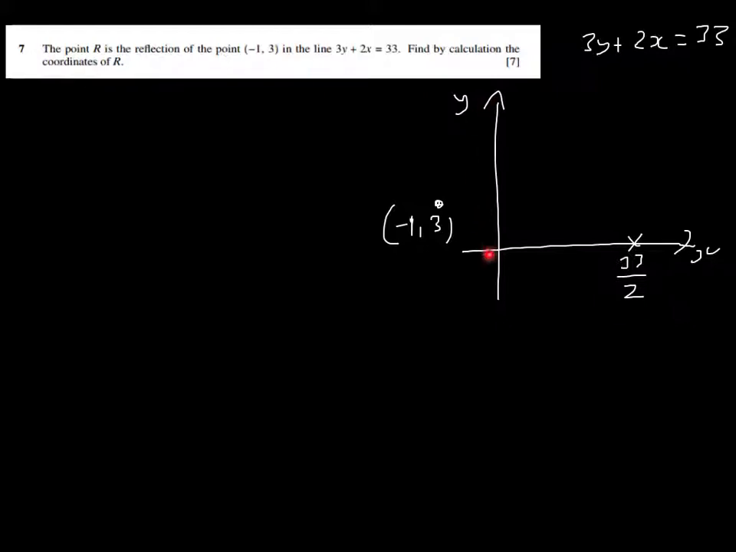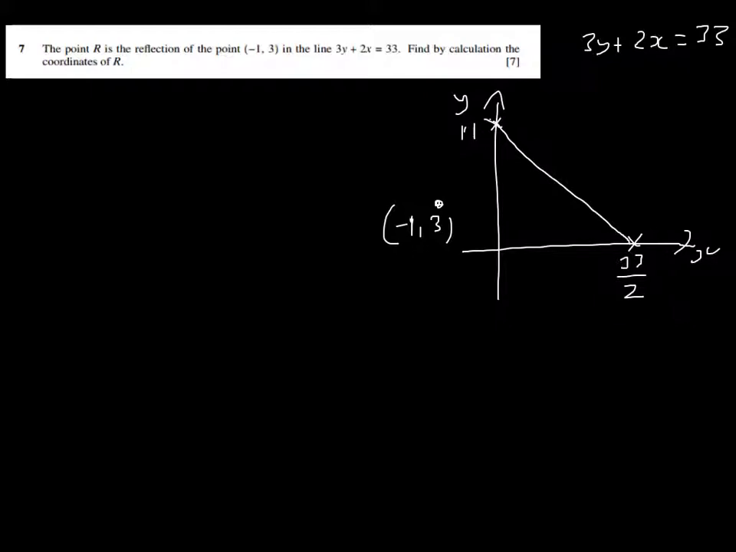And then for the y-axis, we know that x will be 0. So if I put x equals 0 in here, 2 times 0 will be 0. So 3y equals 33, so y is going to be 11. So let's put that up there, and then that's our line there.